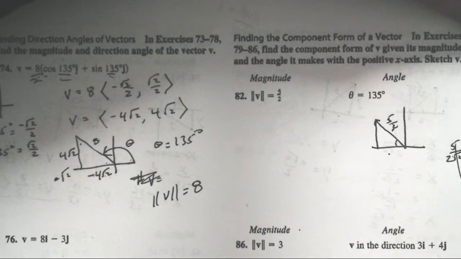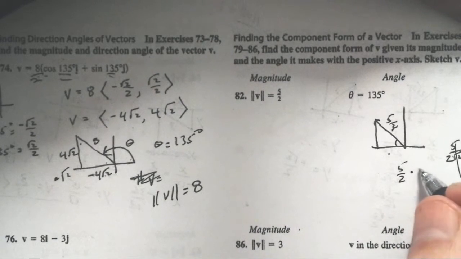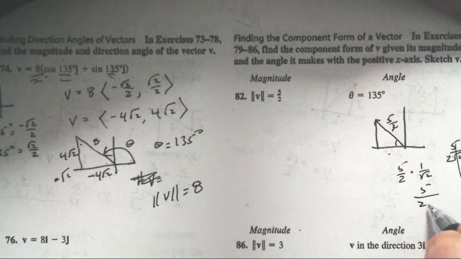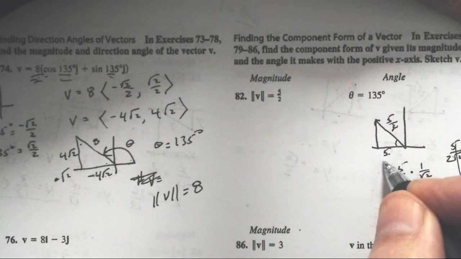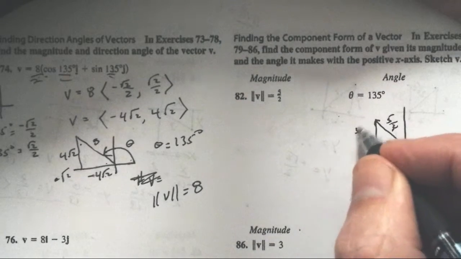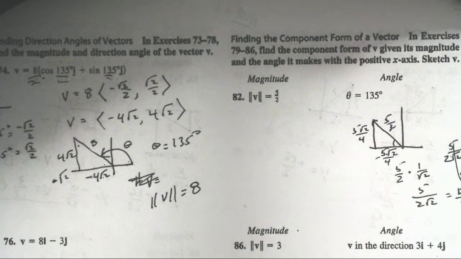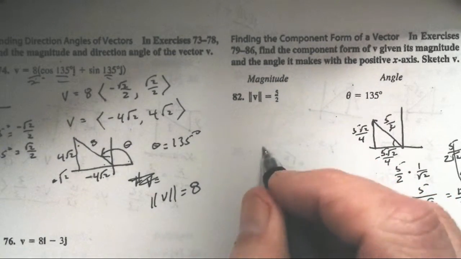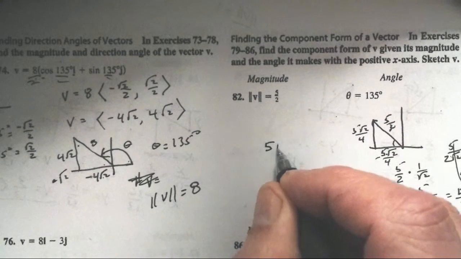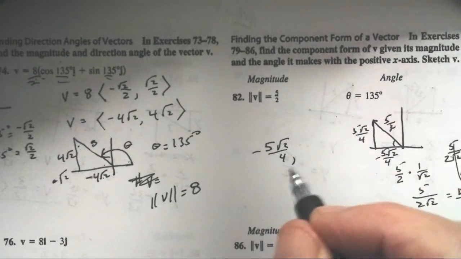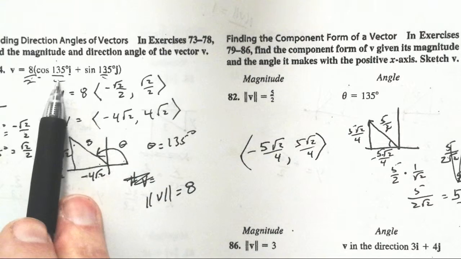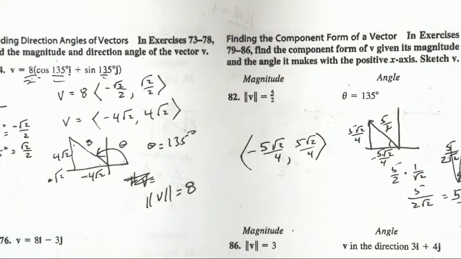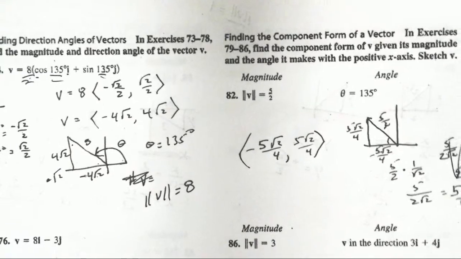I don't want to multiply it though, sorry. 5 on 2, if I divide that by square root of 2, 1 on square root of 2, I get 5 on 2 square root of 2, multiply by square root of 2 on square root of 2, and I get 5 square root of 2 on 4. 5 square root of 2 on 4, that's to the left. 5 square root of 2 on 4, that's up. So our component form is negative 5 square root of 2 on 4 and 5 square root of 2 on 4. Okay, and our 1 on square root of 2's are coming from these 45s, and then we've got the magnitude to work into there. So we've got that going for us.